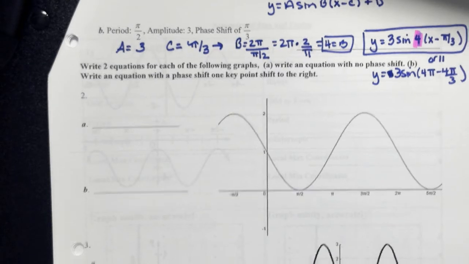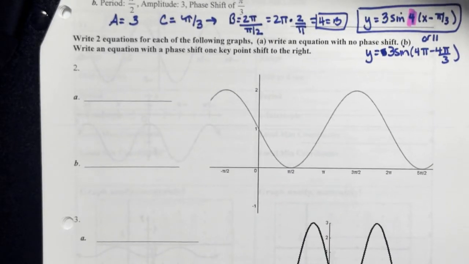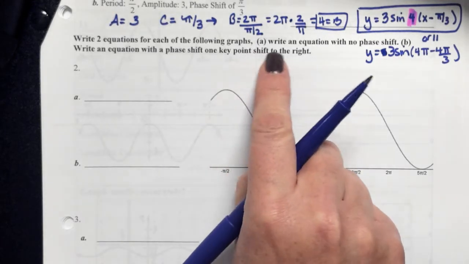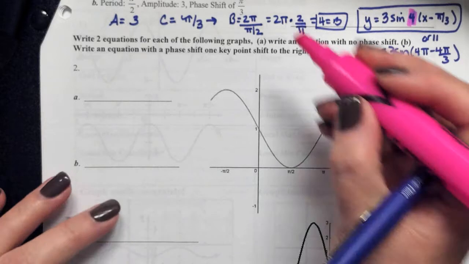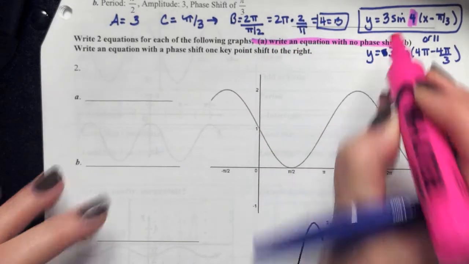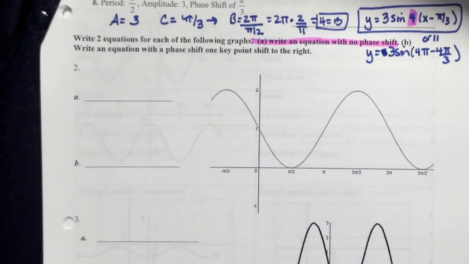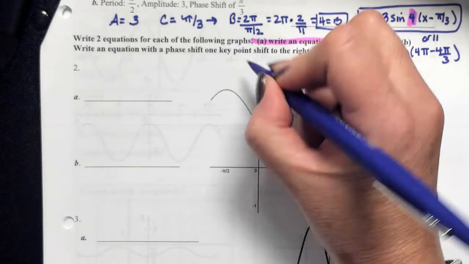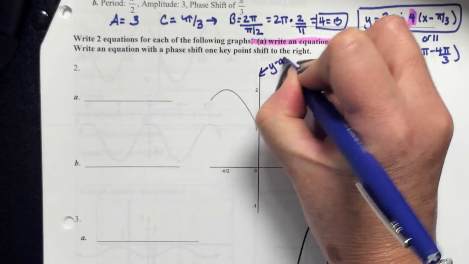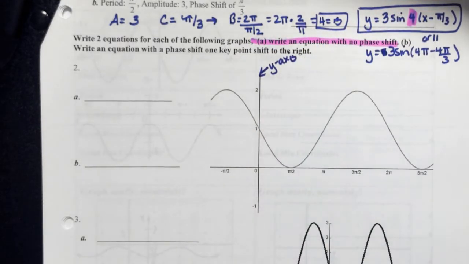All right, so now let's talk about how we're given the graph. Like I said, there are multiple different equations that you could write for every single graph. So I'm giving you some specific information on how to write the equations. First of all, we always are going to write an equation with no phase shift. That's how you always start. Remember, with no phase shift, that means your first key point has to be on the y-axis. You're starting at an x value of 0.